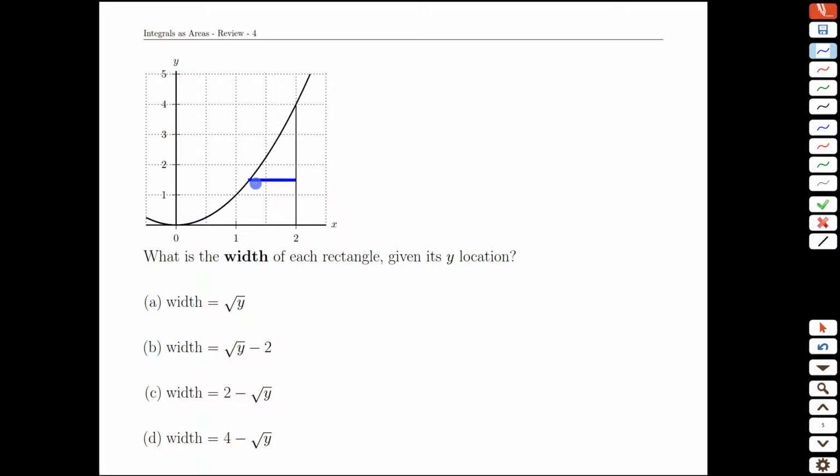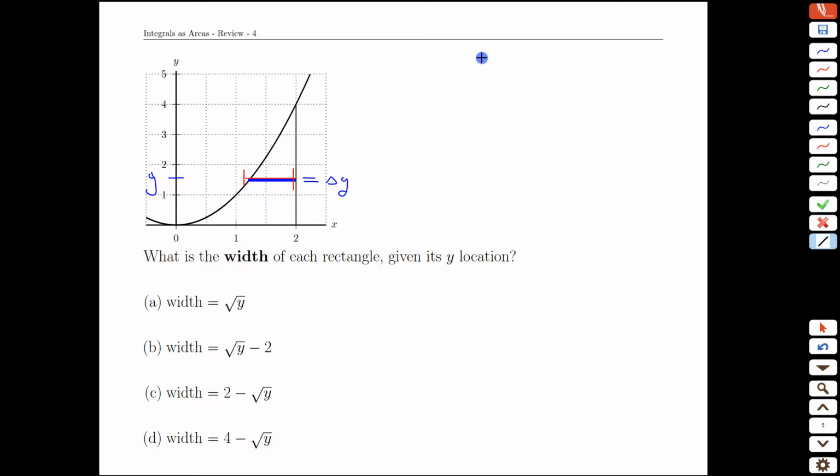Here's our diagram again. Here's a sample rectangle, and so we can imagine that this is the y value where we're building this rectangle. We talked about the height of this rectangle being delta y. And then the question is, what is the width? How far is it from here to here? Take a look at the options in the table below. Think about it for a moment or two, pause the video, and we'll come back and check in.